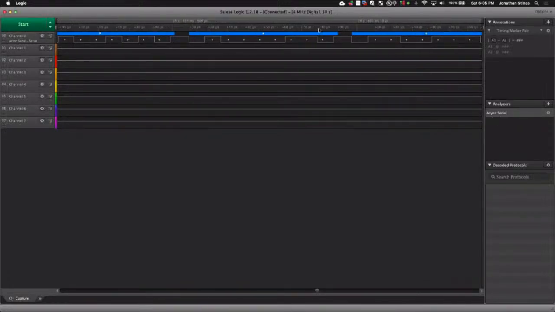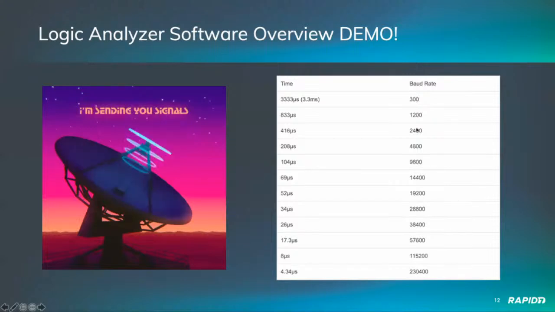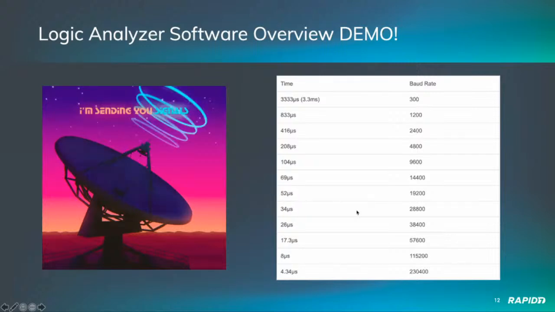And a cool little thing you can do also to help you figure out that baud rate. This is pretty neat. Earlier, in the actual slide presentation, I had this little table that showed the actual microseconds as well as the baud rate. So if it's 833 microseconds, the bit rate is 1200. If it's 52 microseconds, it's 19200. If it's 8 microseconds, it's 115200.